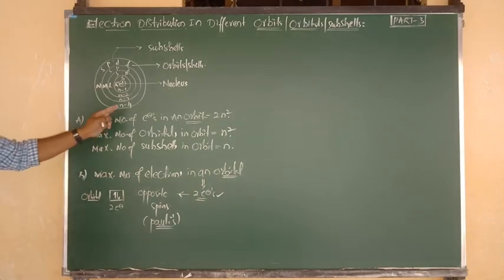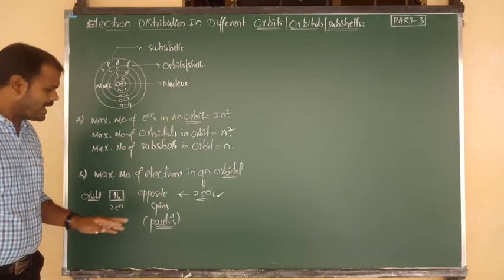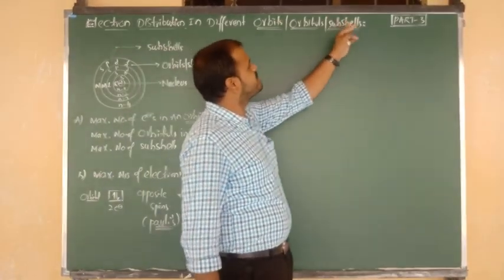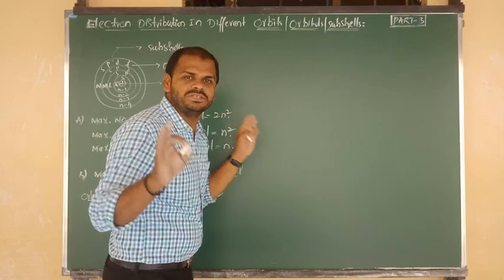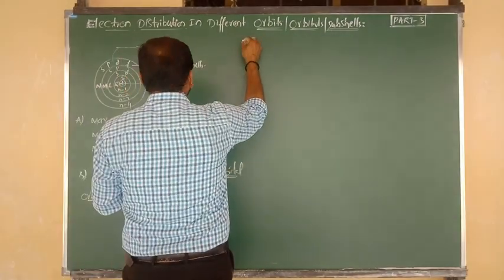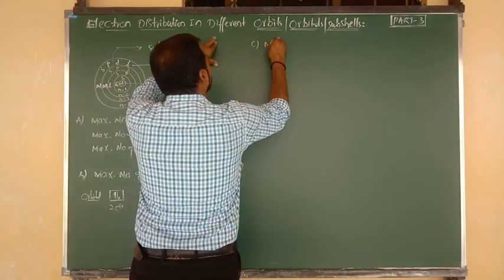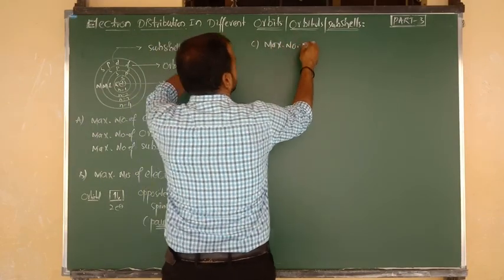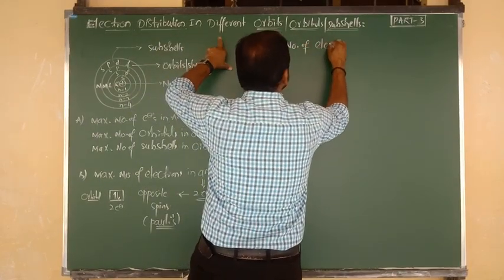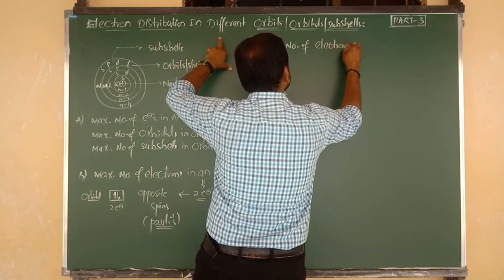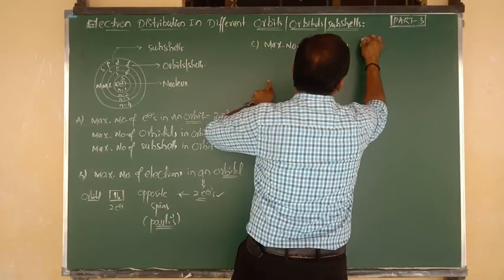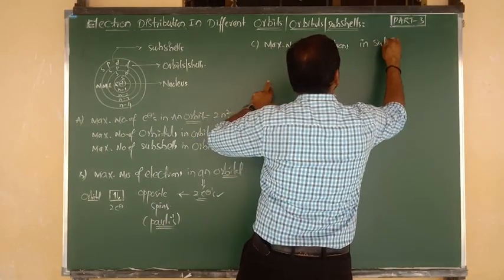Good. So the maximum number of electrons in an orbit, okay. Maximum number of electrons in an orbital, okay. And one more is the maximum number of electrons in subshells. Good. So next one I am going to give you: the maximum number of electrons in subshells.